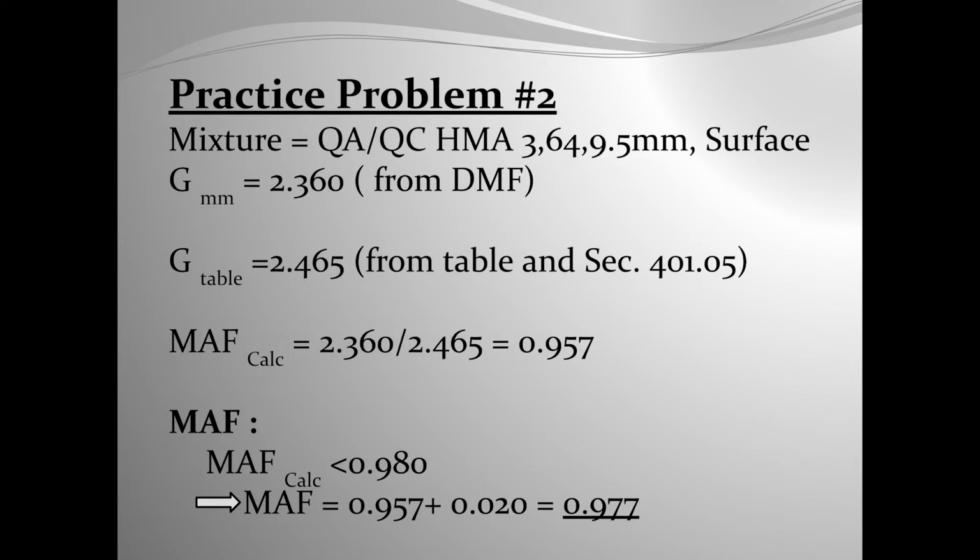Okay, same sort of problem here. You're given that it's a category 3 surface mixture again. Your specific gravity is a little bit higher for this mix. It's 2.360. So when you divide 2.360 by 2.465, you do get that you're lower than that lower limit of 0.980. 0.957 is the number you get for your calculated MAF. And so then you're going to adjust your MAF by adding 0.020 to what you had calculated. And that's when you get an MAF for this mixture of 0.977. Any questions?